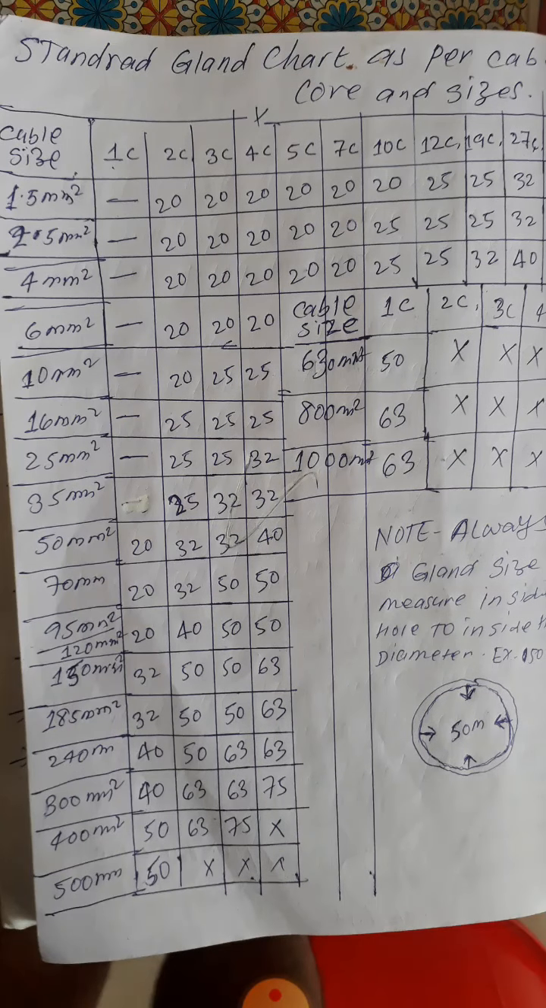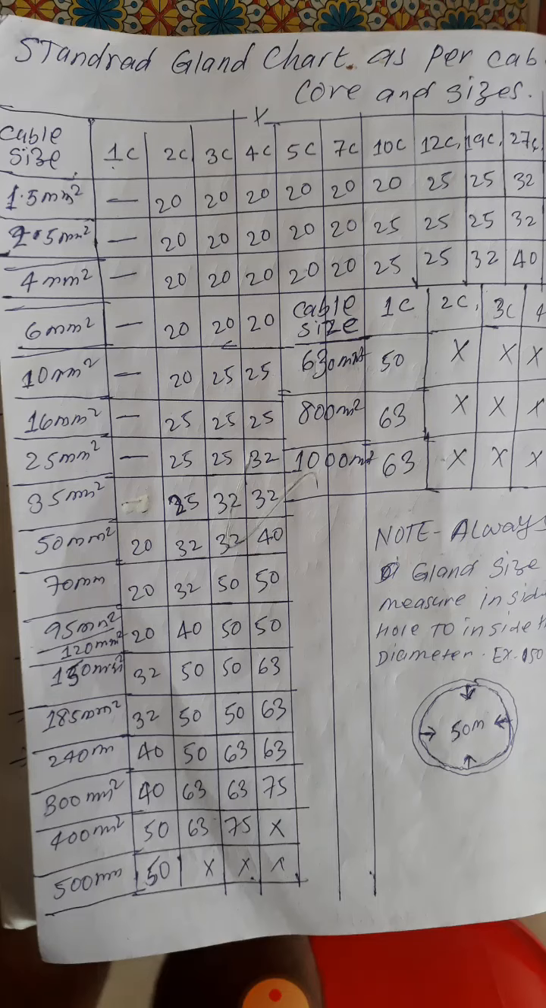So next one is gland. We are talking all about the gland. As per cable sizes, your gland size is also the same. Our cable size is 1.5 mm square to 1000 mm square. All cables require a gland, so for different sizes of cable, there are different sizes of gland.